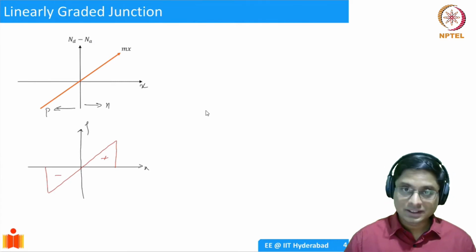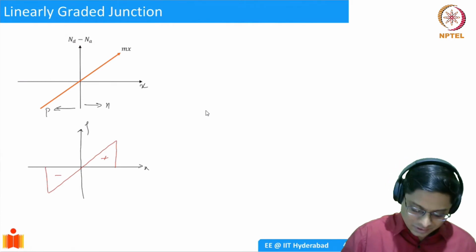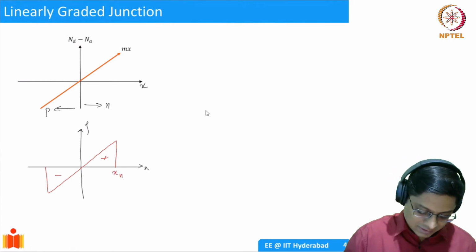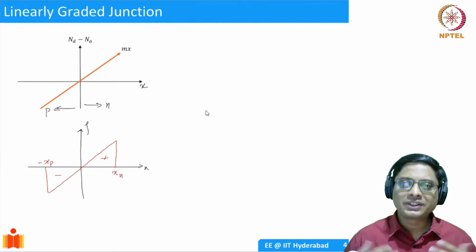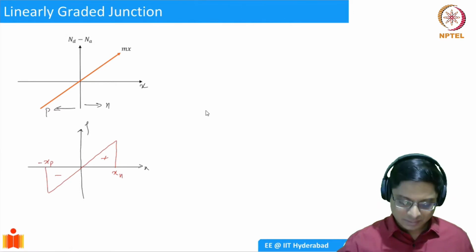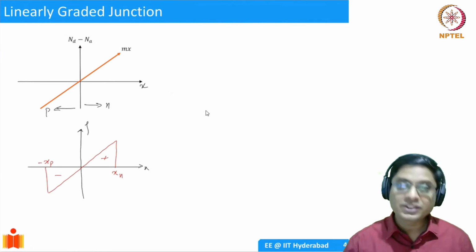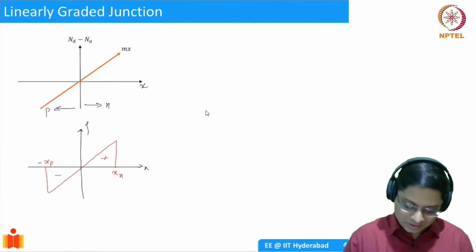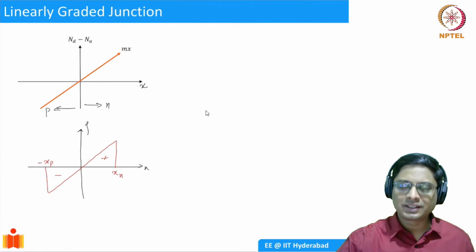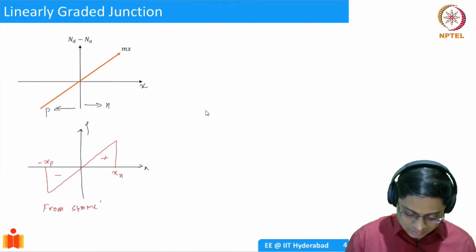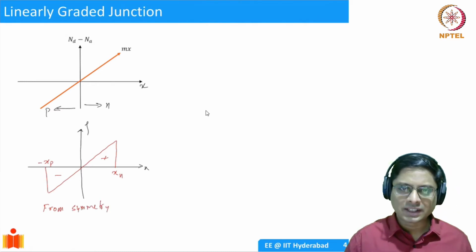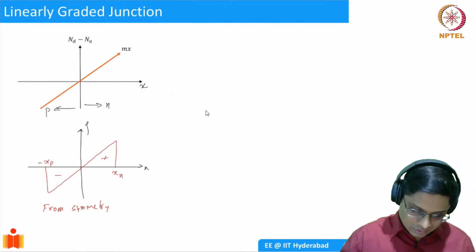And the other interesting thing is, let's say if you call this xn and this minus xp, the edge of the depletion regions. What can we say about the edge of the depletion region? Is there any relation between xn and xp? Well, it's a simple linear doping, right? So from symmetry, the doping is symmetric about the x equal to 0 point. So xn equal to xp.